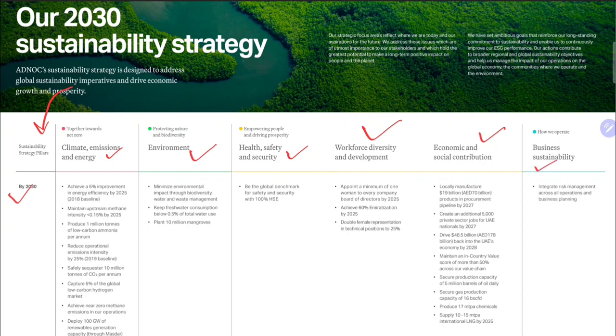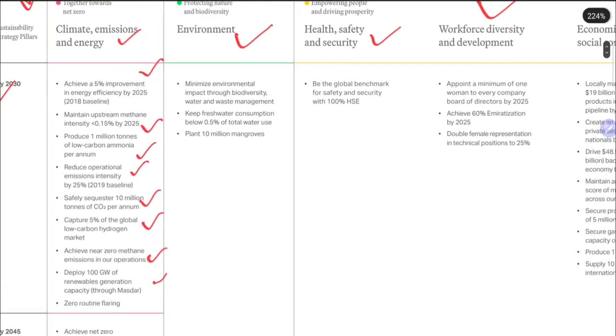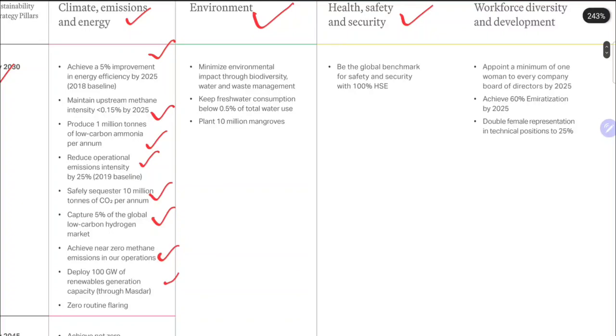For each key focus area, or what they call sustainability strategic pillars, the company has certain materiality topics and their relevant metrics. For those metrics, they are writing their qualitative and quantitative information. Let's take an example of the climate, emissions and energy section, where the company is writing: achieve a 5% improvement in energy efficiency by 2025, against the baseline of 2018.